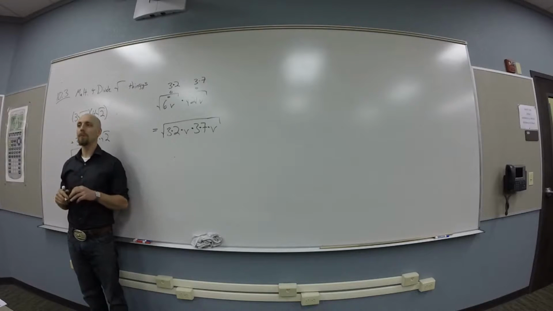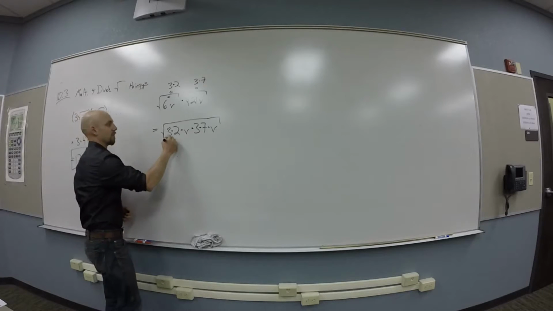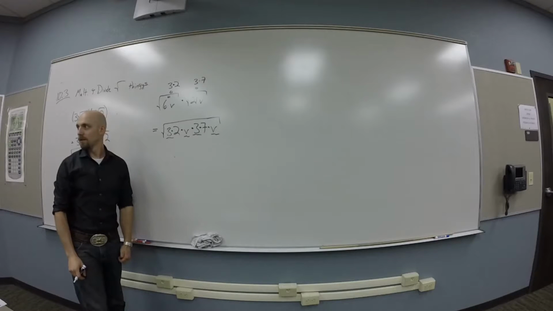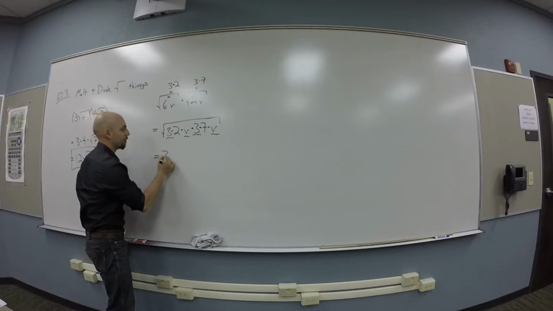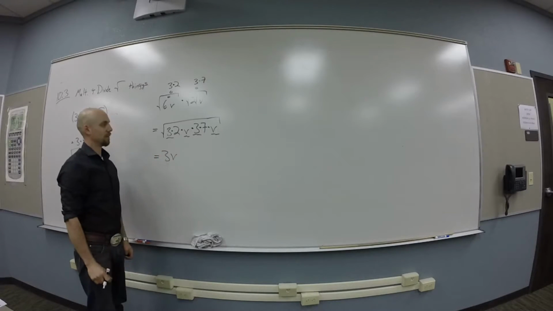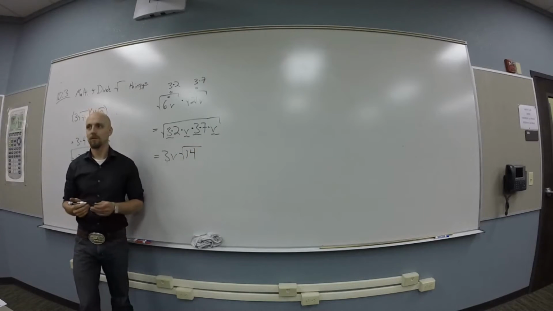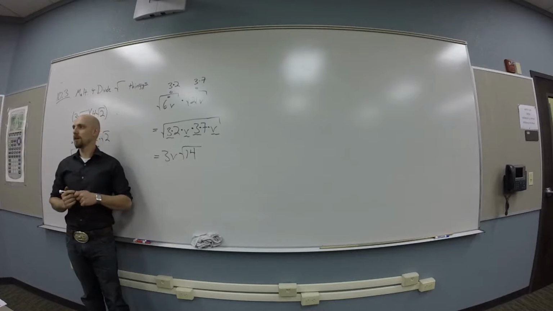Then what am I looking for to get stuff out from underneath the square root? Common factors. Yeah, I'm looking for pairs, right? You guys see pairs? Yeah, there's a pair of 3's and a pair of v's, right? So I should get a 3v, and then there's a square root of 14 left. You guys all playing along with that?